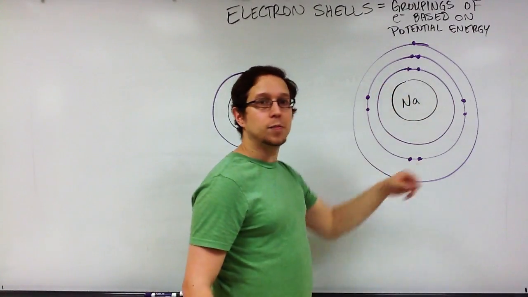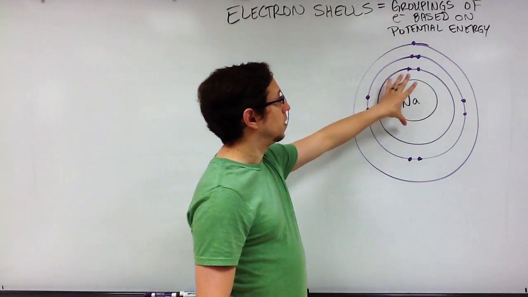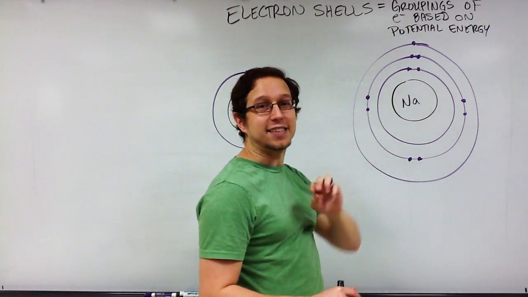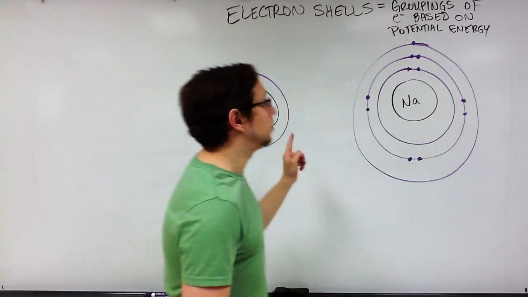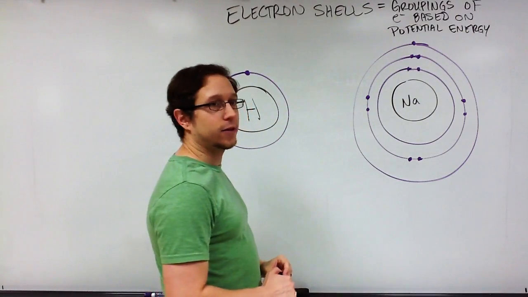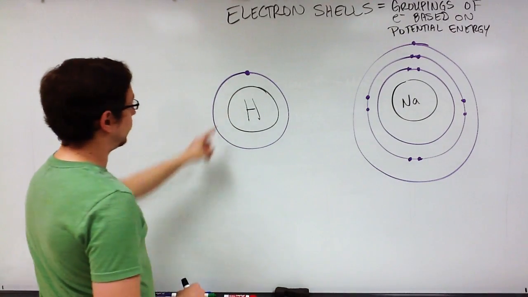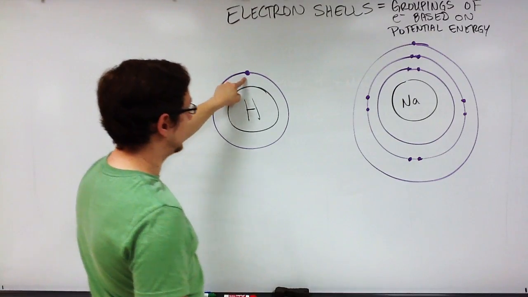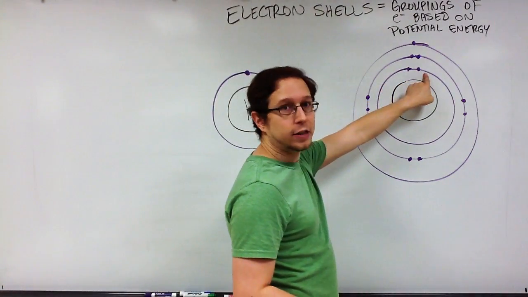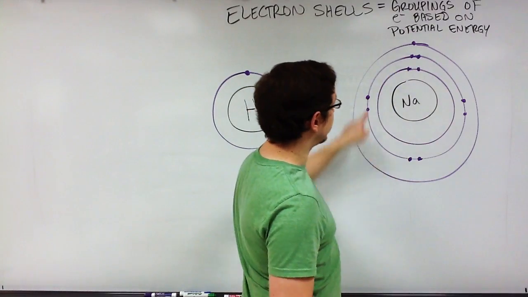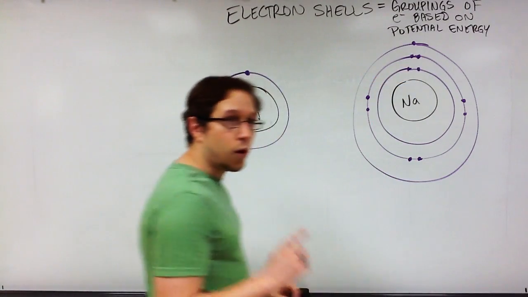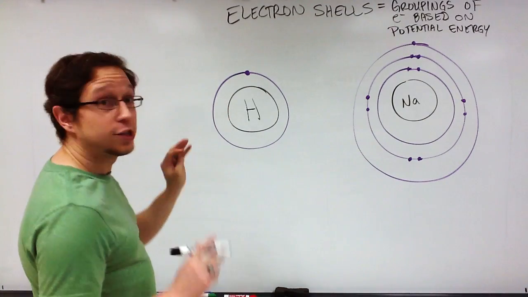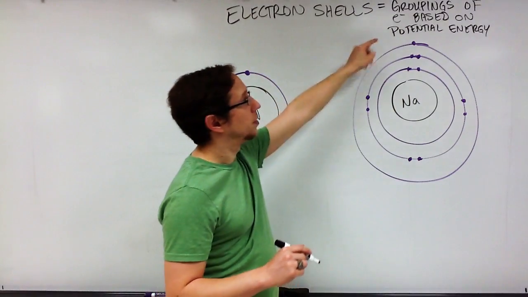We can have a maximum of 2 electrons that fall into the category of the first shell. We can have a maximum of 8 in the second shell, and we can have a maximum of 8 also in that third shell. So we've got 1 electron here in the first shell of hydrogen. Here in sodium we have 2 electrons in the first shell, 8 electrons in the second shell, and then 1 electron in the final shell. Right? So, shells, they represent potential energy.